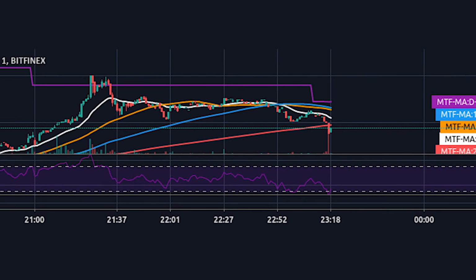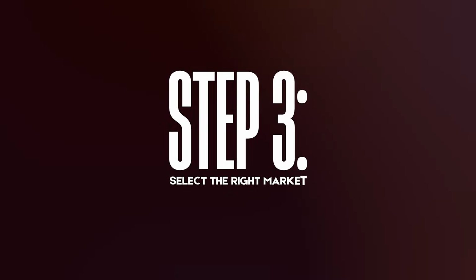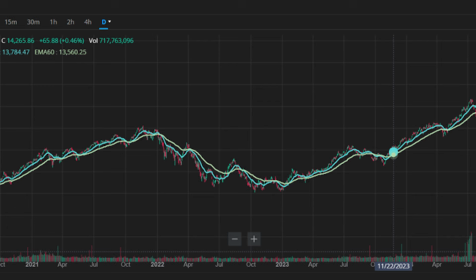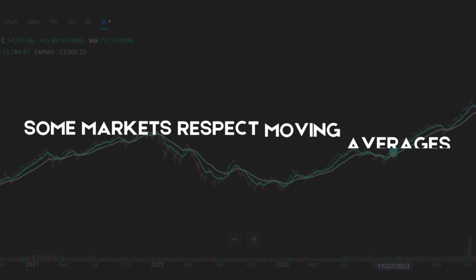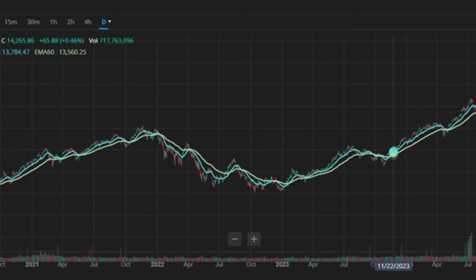Sometimes you need more data to prove whether the crossovers actually work or not. For that, you need to do this third step. Select the right market. This is something most people never even think to check and fail badly. You need to understand that moving average crossovers don't work in every market. Some markets respect moving averages and trends as per its signals. Others chop around and ignore them completely. If you apply the same crossover rules everywhere, you'll destroy your account.